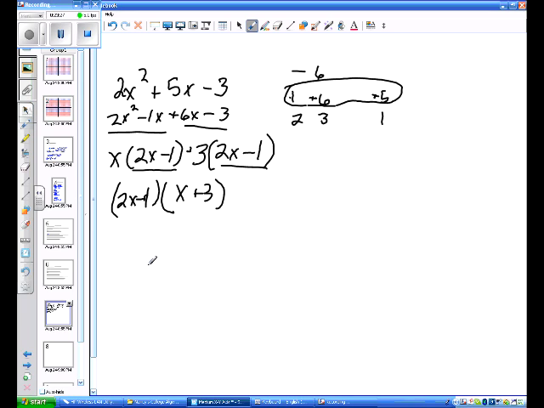Okay, let's look at another one. Let's say that we have 6x squared minus 17x plus 12. Okay, there's no common factor for all three terms. My leading coefficient's not a 1, so I'm going to use my AC. 6 times 12 is 72, and it's a positive 72.